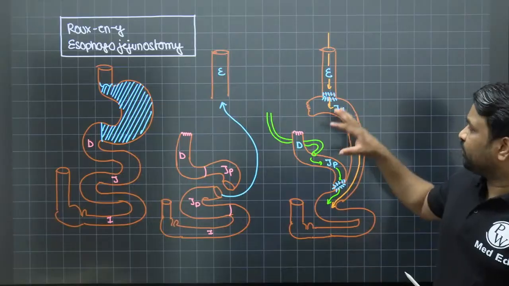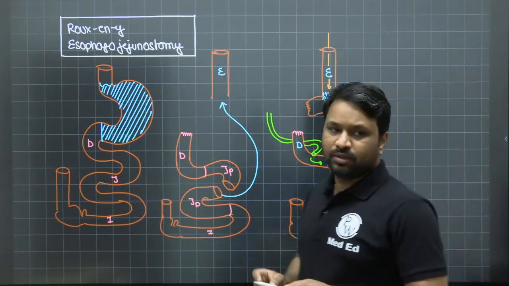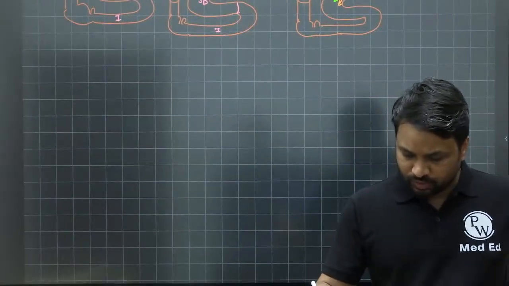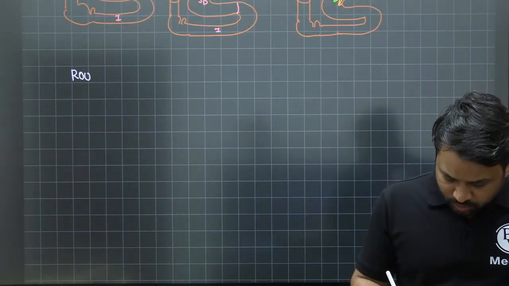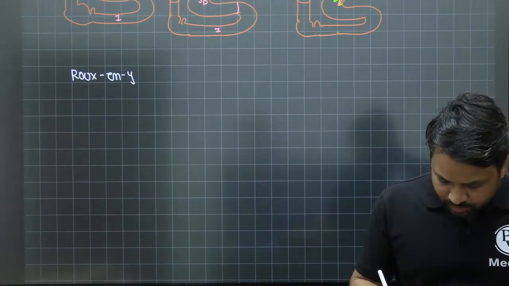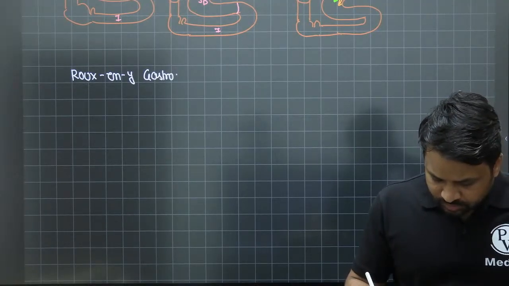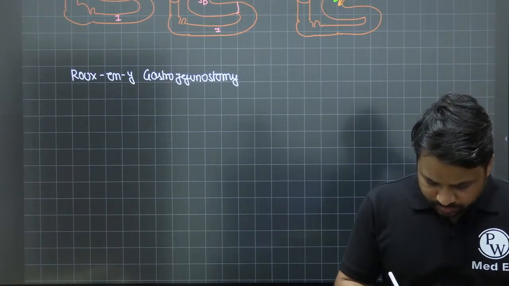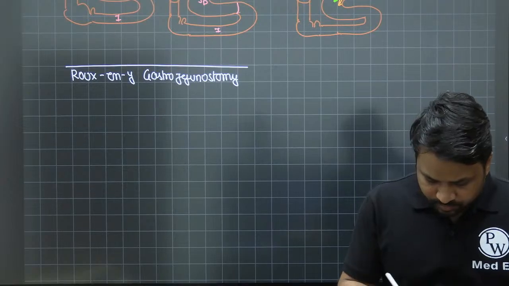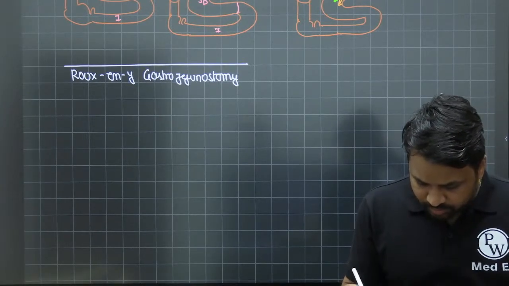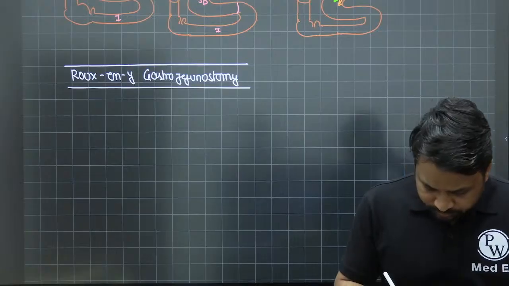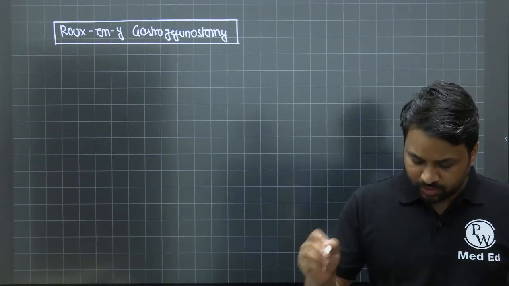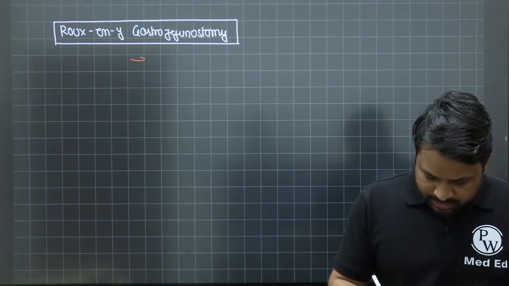The same thing, if you do this with the stomach, it will be called Roux-en-Y gastrojejunostomy, right? So if I have to just conclude, it is the Roux-en-Y gastrojejunostomy. In a Roux-en-Y gastrojejunostomy, this is the esophagus.